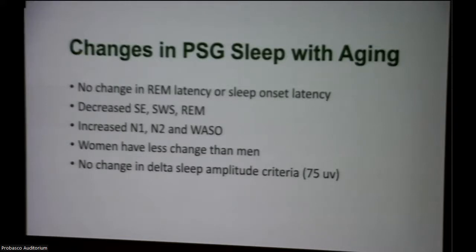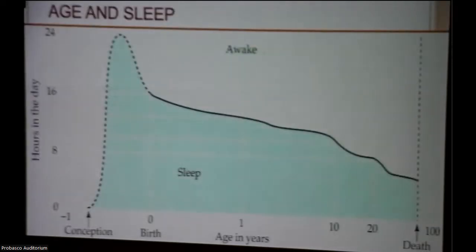And whether that's normal or not, it's proposed that maybe it is, maybe it's not, but there are so many chronic conditions that we accumulate as we age that become sources of pharmacologic or environmental or other physical reasons for sleep interruption. Women have less change than men, and the delta sleep amplitude, or the amplitude of the slow wave sleep, stays the same. These are essentially surveys of self-reported sleep amounts, and we see how they decrease as we approach our elderly years.